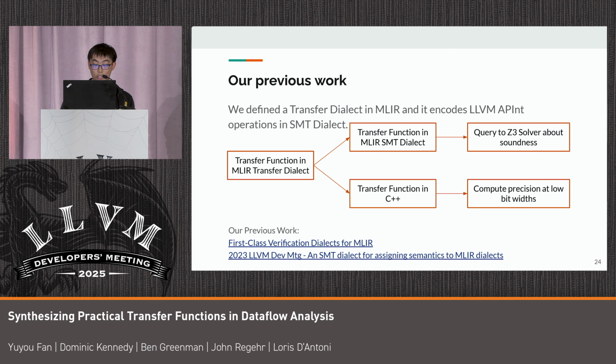So it turns out we define a transfer dialect for transfer functions, and it encodes basic LLVM APIs in the operations in the SMT dialect. For the top path, we have a transfer function in our transfer dialect that can be lowered to the SMT dialect and become a query to Z3 for soundness. At the bottom, it can be lowered to C++, and we can compute its precision at a low bit width. I will attach a link below for our previous work.